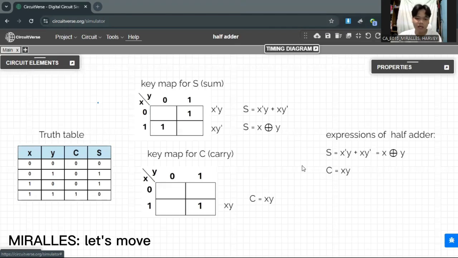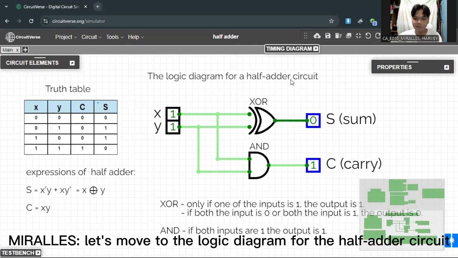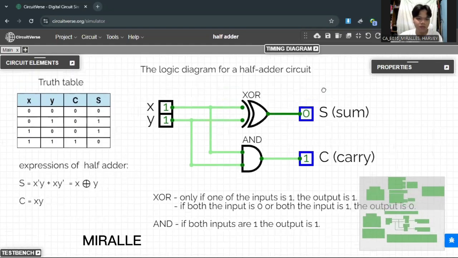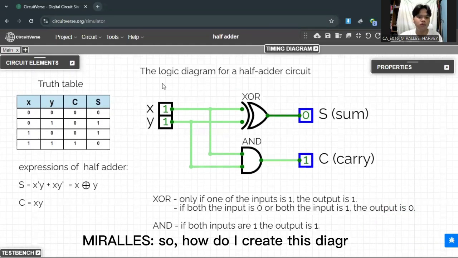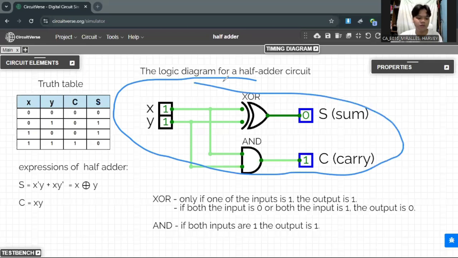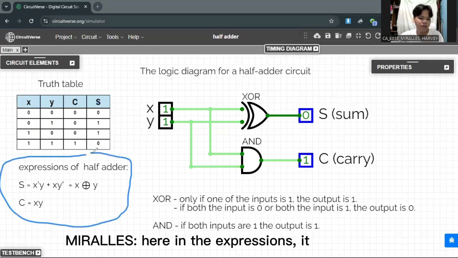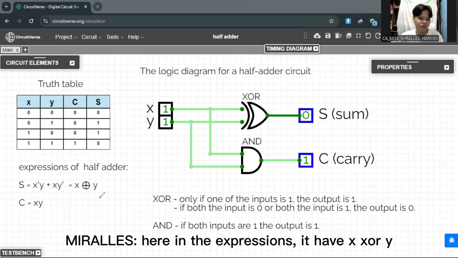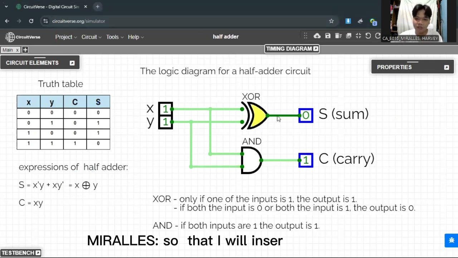Dito naman tayo, punta naman tayo dito sa logic diagram for half adder circuit. So, paano nga ba natin nabuo tong diagram na to? So, dito sa expression natin, meron tayong sa S, nakabuo tayo ng expression na X XOR Y. Kaya naglagay ako dito ng XOR gate. Ito, XOR gate.